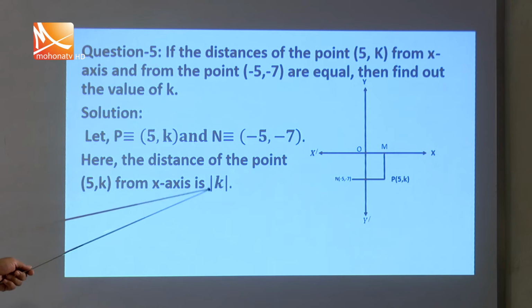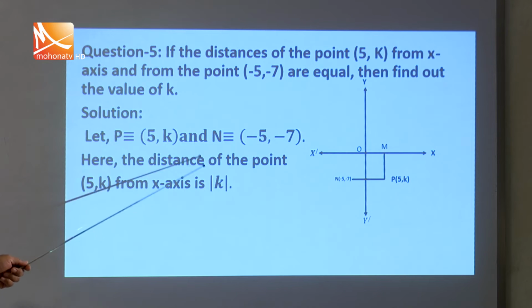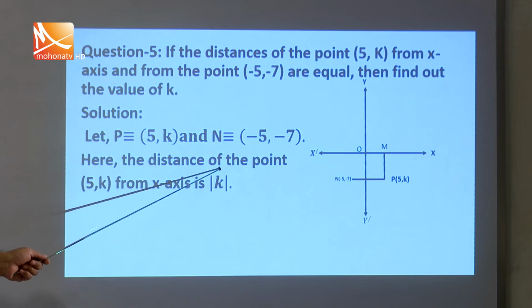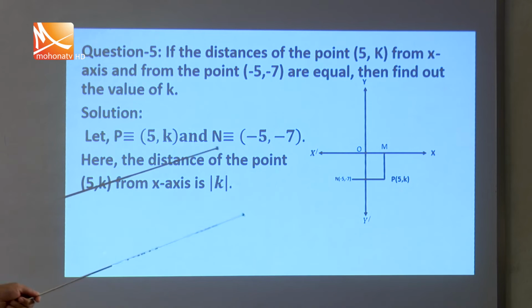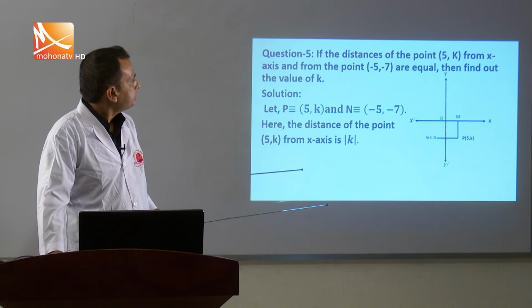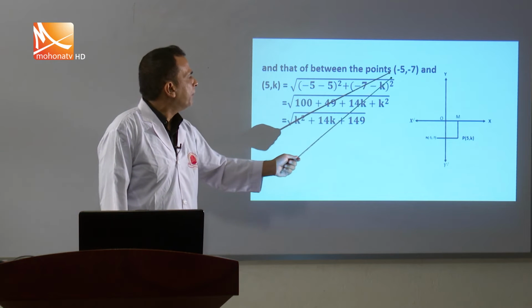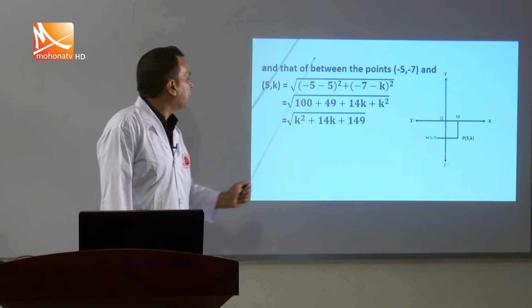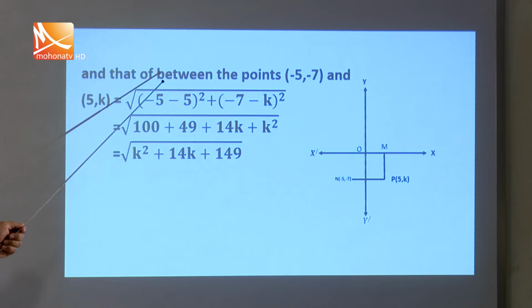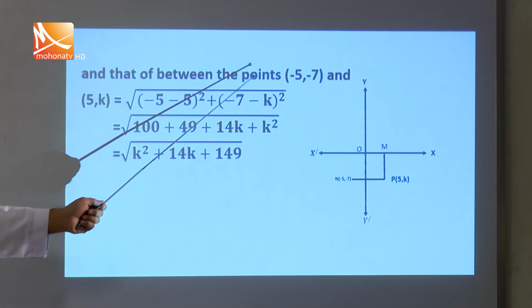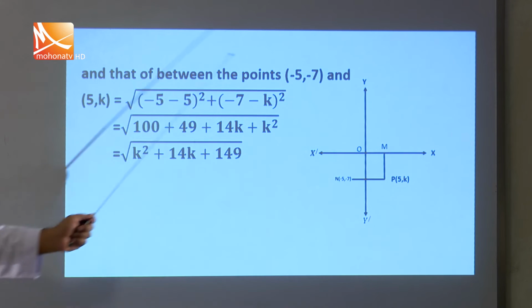That's why we have written here the absolute value of k. The distance must be positive. That's why we have used the absolute value, I mean modulus. Okay, then the distance between the points minus 5, minus 7 and 5, k. The distance formula we have already learned.